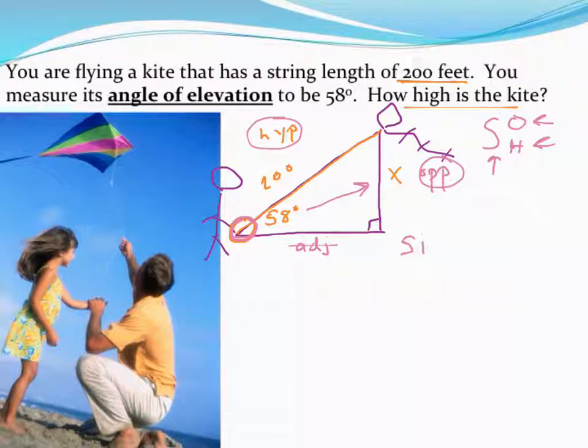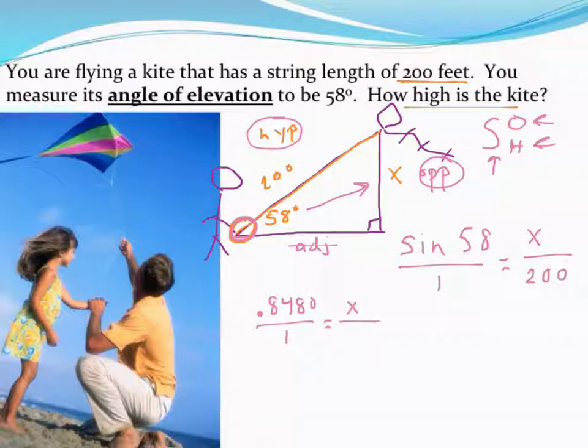So I'm choosing to use sine because I'm working with opposite and hypotenuse, and it's always sine of the angle, so sine of 58. I'm going to put that over 1, and then equals, the opposite side is x in this case, and the hypotenuse is 200. So go ahead and get your calculators out, or if you're using a trig table, look up the sine of 58. Typically 4 decimal places is a good number to round to when you're working with these problems, so I went ahead and did that on my calculator, and I found the sine of 58 to be about 0.8480. And then over 1, I like to do these as proportion problems, and then equals x over 200.